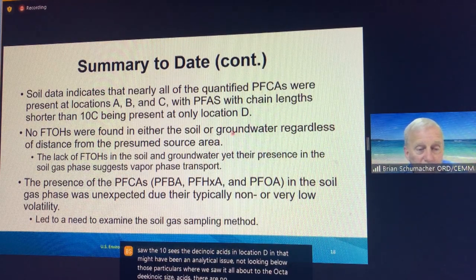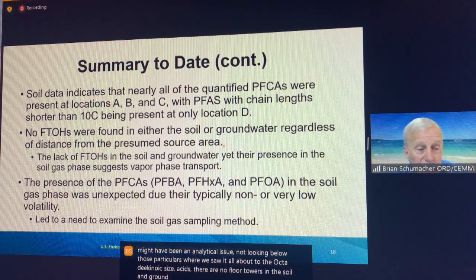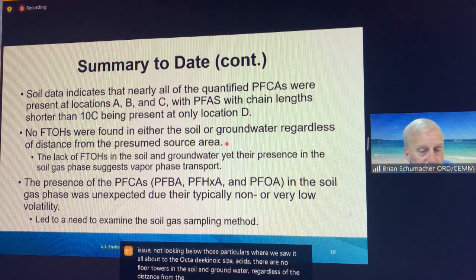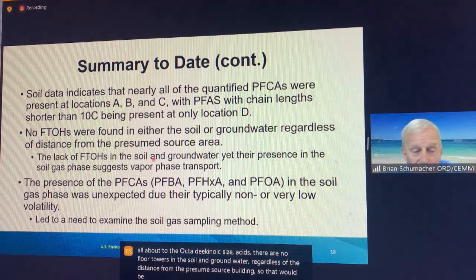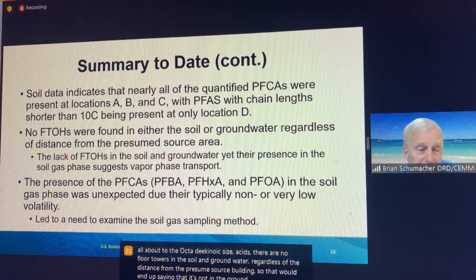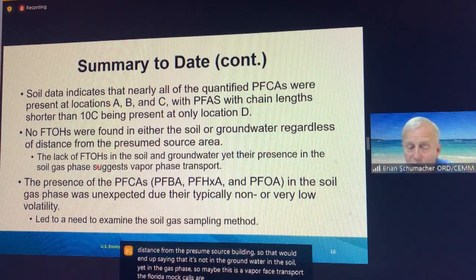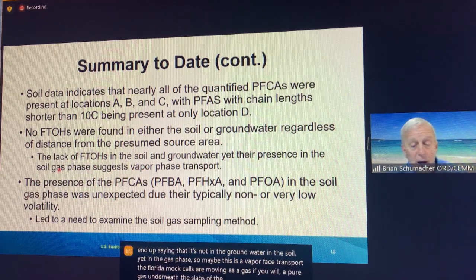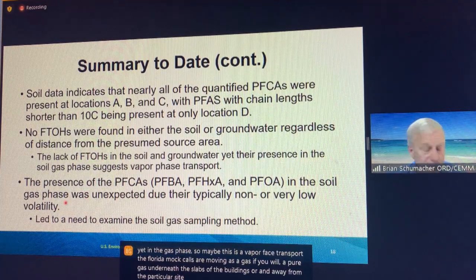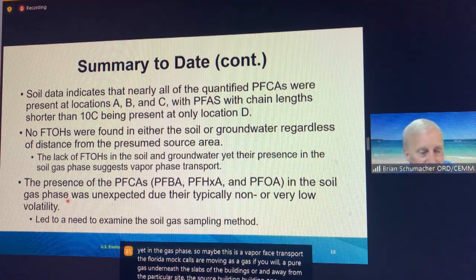There are no fluorotelomers in the soil and groundwater, regardless of the distance from the presumed source building. So that would say that it's not in the groundwater and soil yet is in the gas phase, so maybe this is vapor phase transport. The fluorotelomer alcohols are moving as a gas, if you will, a pure gas, underneath the slabs of the buildings and away from the particular site, the source building 1156.